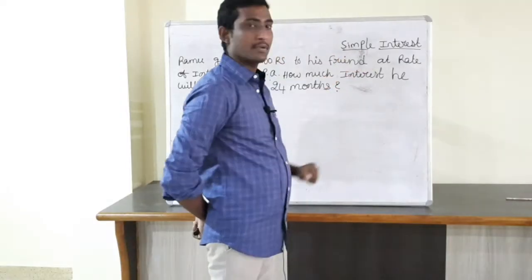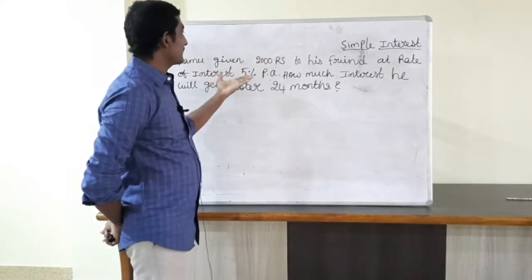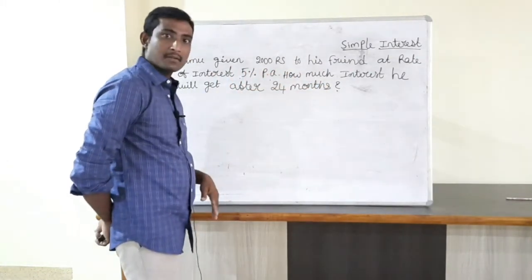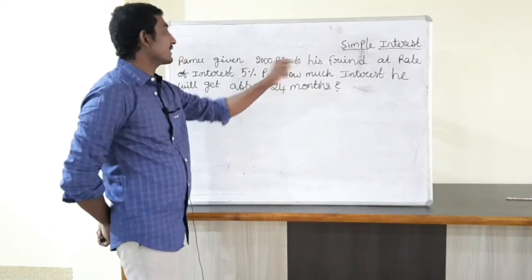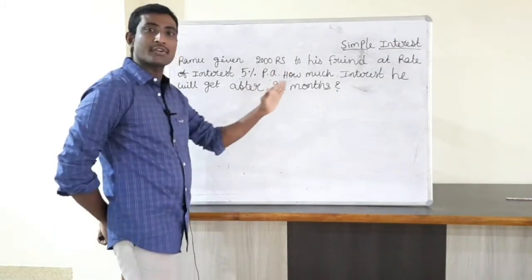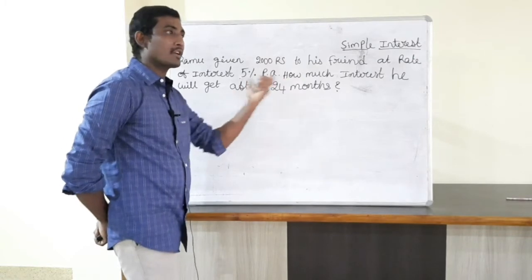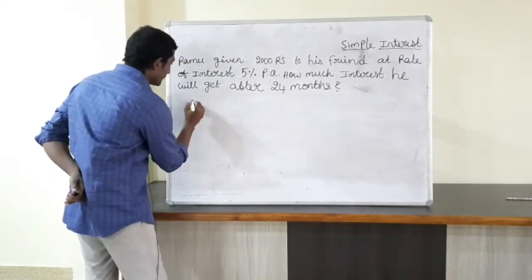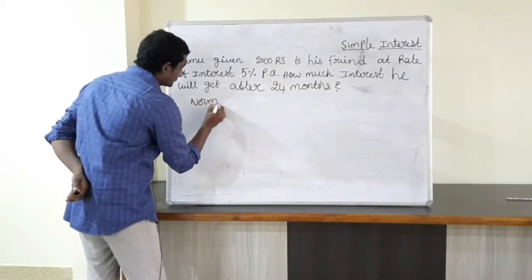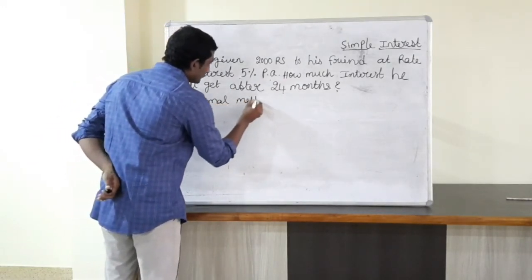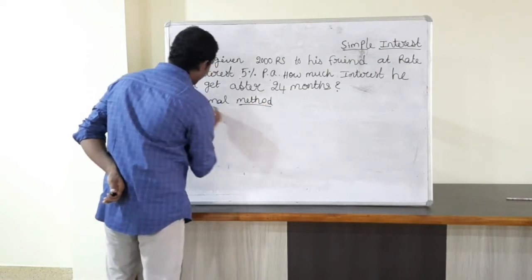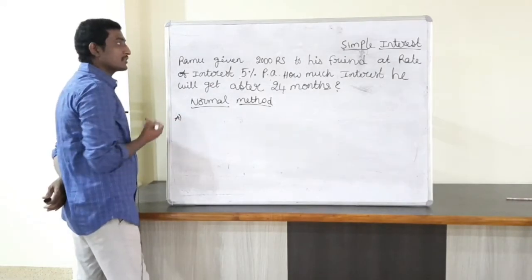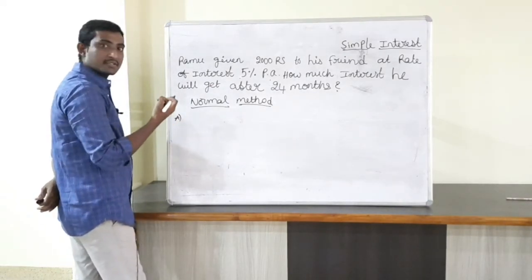Next question from simple interest: Ramu gave 2000 rupees to his friend at a rate of interest of 5% per annum. How much interest will he get after 24 months? Ramu is a person who gave his friend 2000 rupees. First see the normal method. Let us see how to do it in the normal method.